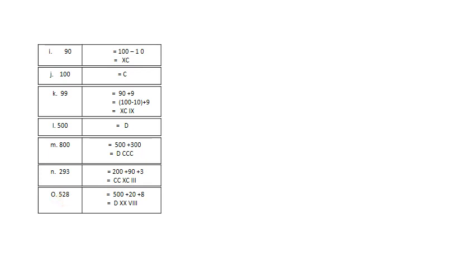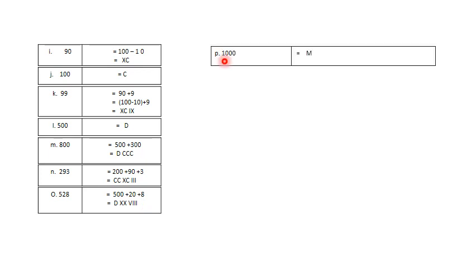Next one is 528. We have written 528 in expanded form as 500 plus 20 plus 8. 500 is a basic symbol, so the value for 500 is D. 20 is not a basic symbol, so we'll split it as 10 plus 10, 20, so we write down XX, and 8 we write down as VIII. So 528 can be written in Roman numeral as DXXVIII. The next one, 1000. Now 1000 is the basic symbol, and the value for 1000 in Roman is M.